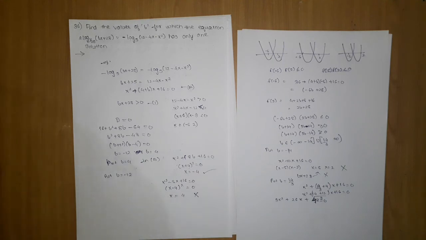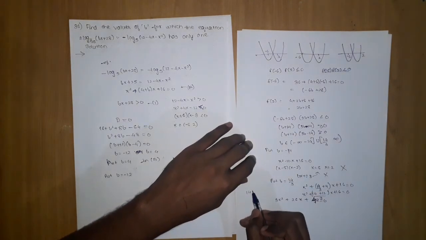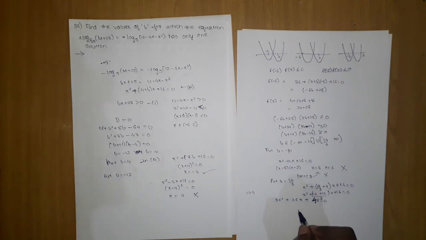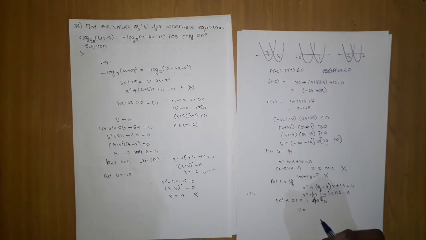We should get numbers which on multiplying give 144, and on adding give 26. Let's check its discriminant, 26 square minus 4ac.